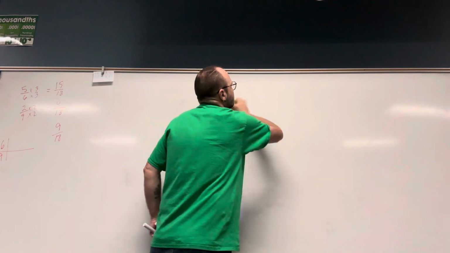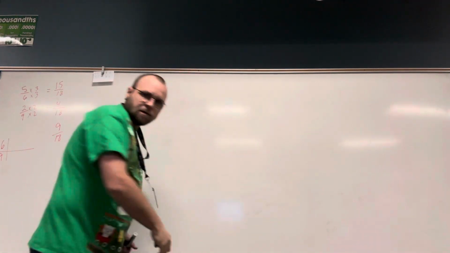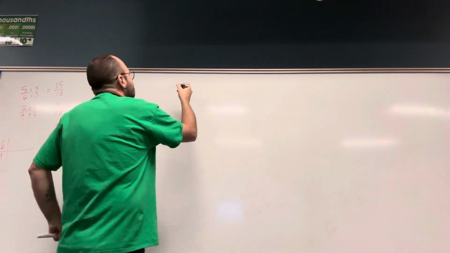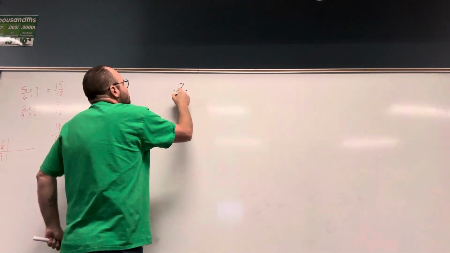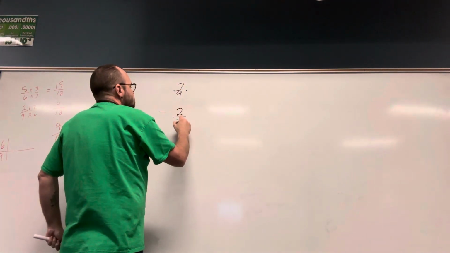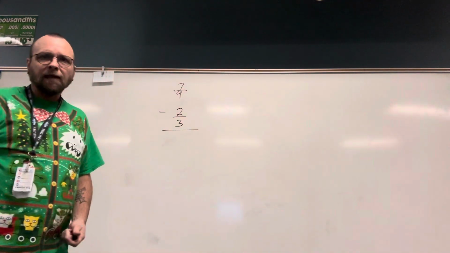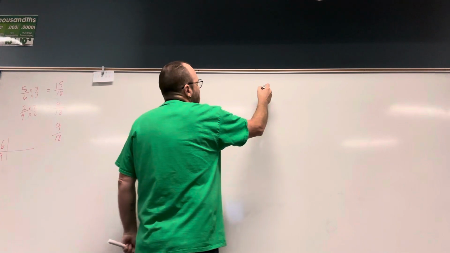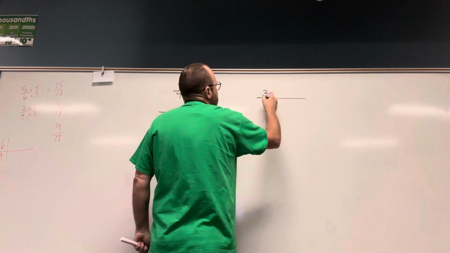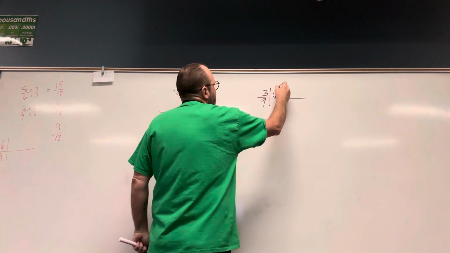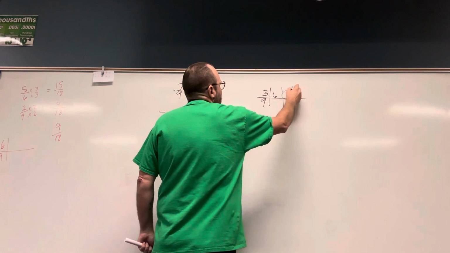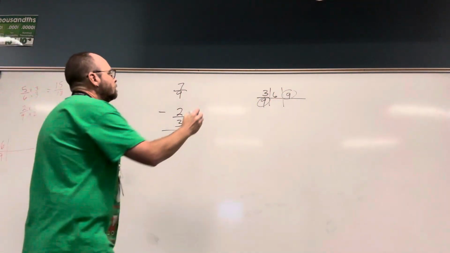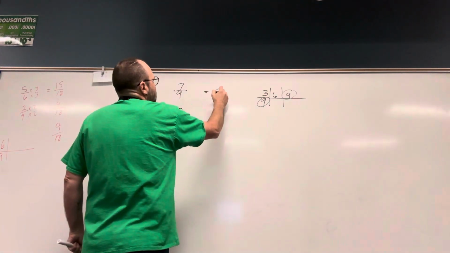Let's look at a third one. 7/9 minus 2/3. I cannot subtract these the way they're written, so I find a common denominator. I take my denominators, which are 3 and 9, and 9 is the first multiple they have in common, so I need to change these so they're over 9.